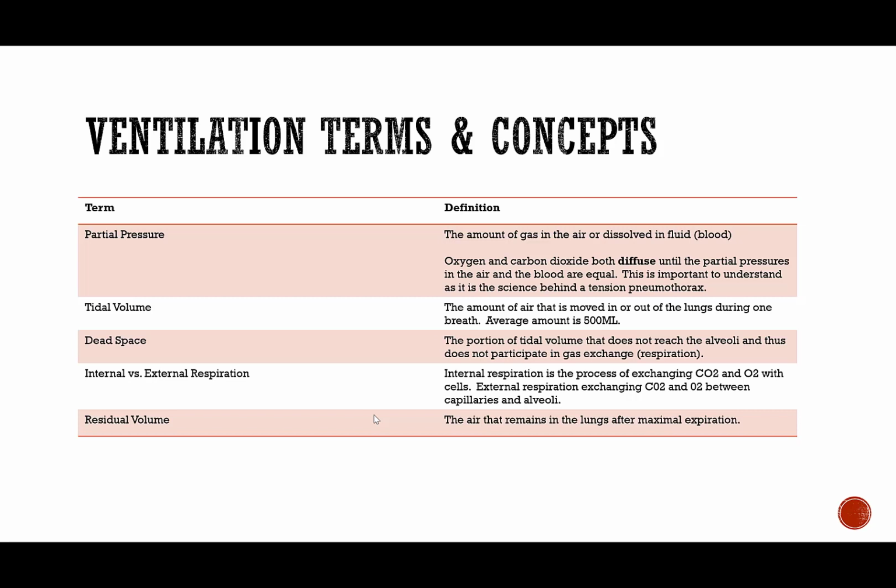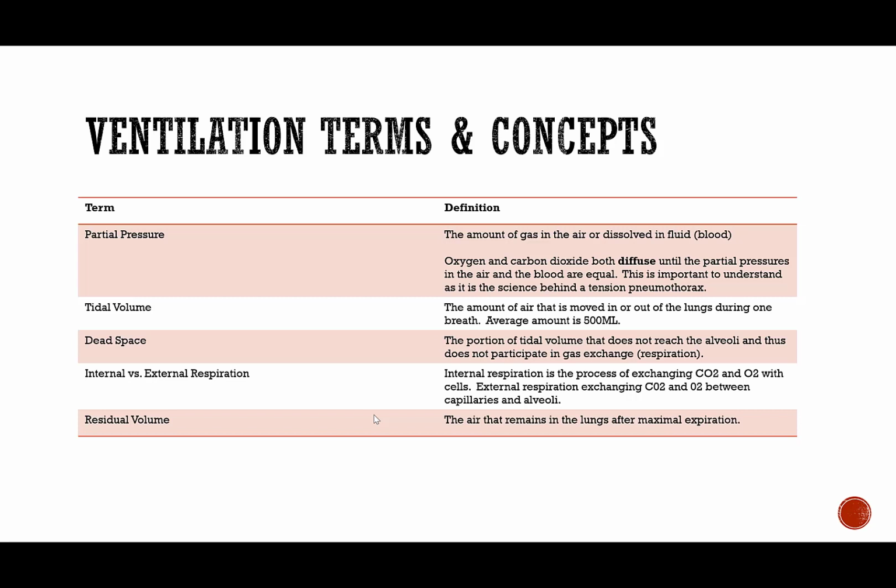When we can't do that, when we violate the partial pressure, when we can't get our carbon dioxide and our oxygen to equalize out, we end up with a tension pneumothorax. And you'll learn more about that in other modules.